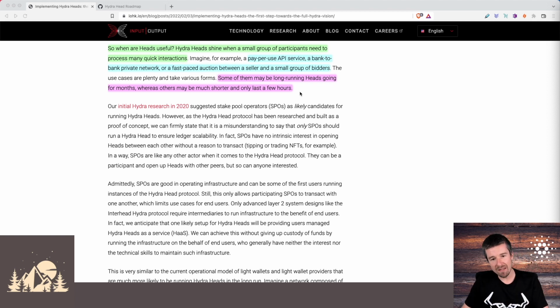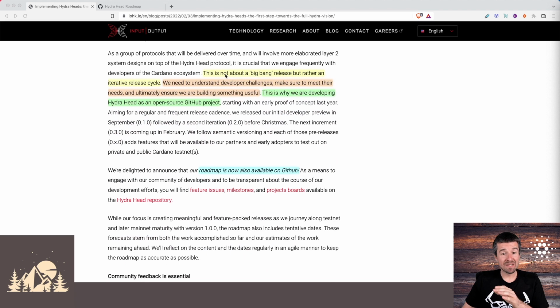But for some of these other scalability things, that's where some of the other improvements come in, and also where the subsequent releases of Hydra come in to deal with some of these other issues. This is not going to be a big bang release, but an iterative release cycle.